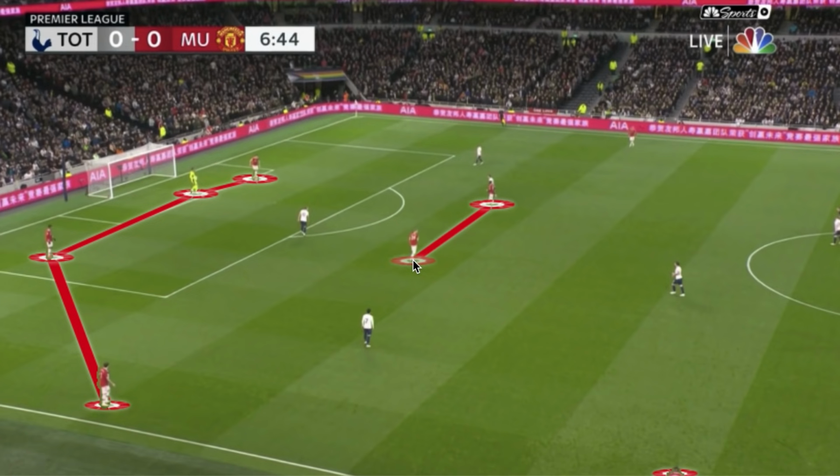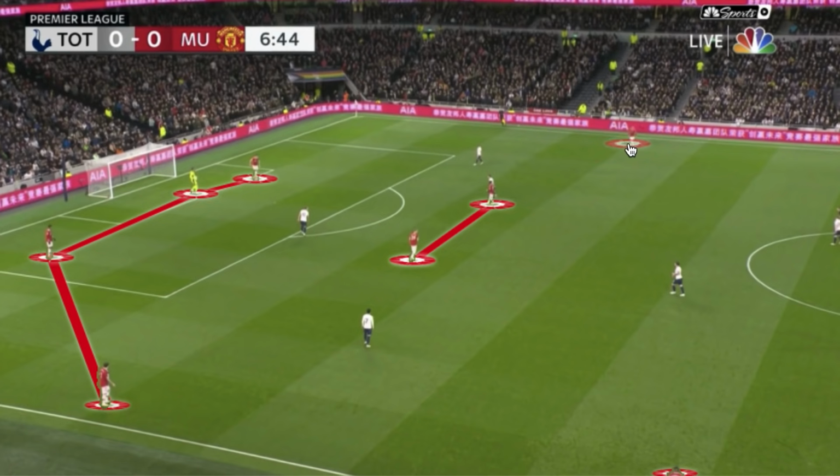Then we have a double pivot of Scott McTominay and Fred had more license to go forward, and it really depended on Bruno Fernandes which half space he would drop into, to which player of the 2 holding midfielders would be able to make forward runs. This would typically be a tactic they use to mirror the positioning of Bruno Fernandes through the half space with one of their holding midfielders. So if Bruno Fernandes looked to drop in the half space in this right hand side, Fred would be the player to occupy the half space on the left hand side.